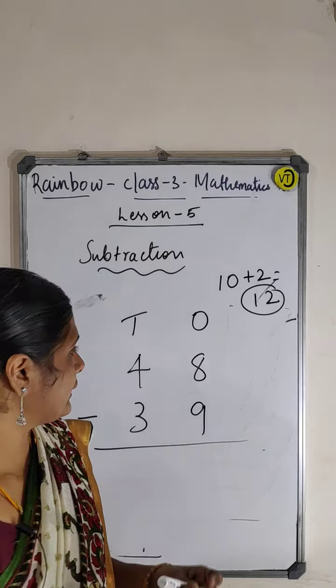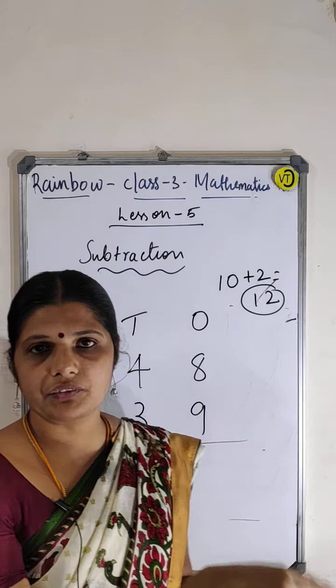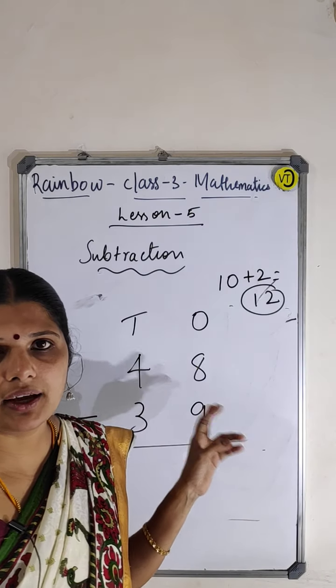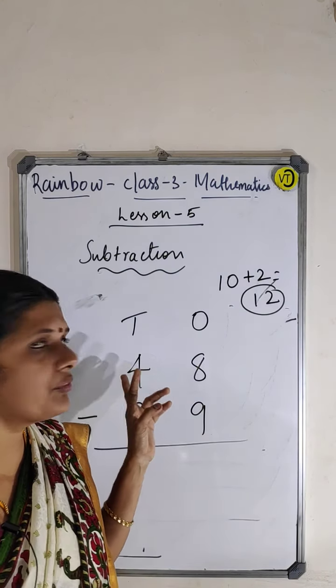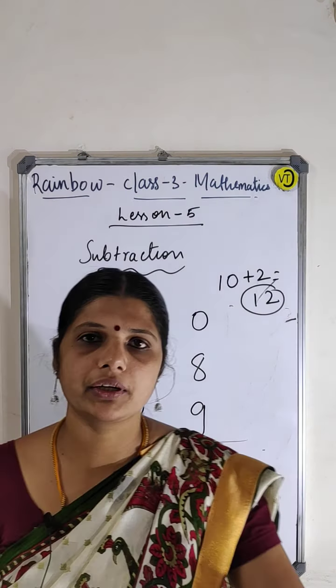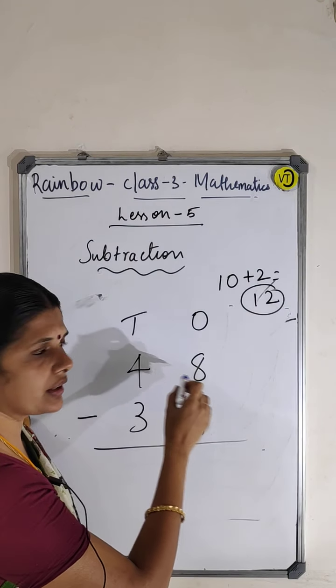Listen now, 8 is there, 9 is there. The smaller number, I cannot subtract from the bigger number. Right? What is this 8 planning? I am going to borrow from 4. This 4 is also ready to give the number. This 4 is giving one number here.